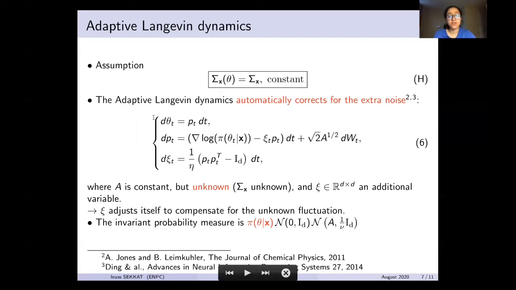It can be unknown, but it is constant. And then the adaptative Langevin dynamics is given by the following dynamics. So here A is a constant because sigma is constant, but can be an unknown matrix, and Xi is an additional variable, which is a matrix D times T. So here the idea is that Xi will adjust itself to compensate for the unknown fluctuation. So the most important information to remember here is that this dynamics allows us to sample from P whatever the value of A is.